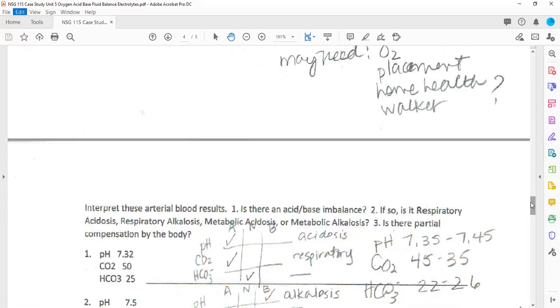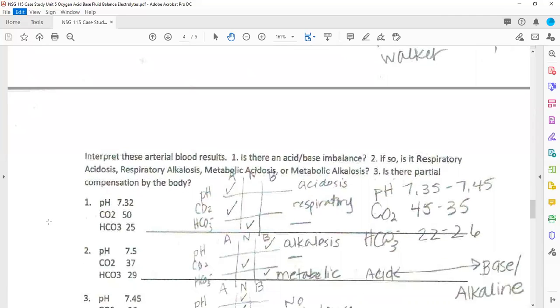Okay, so on the next page, I had a lot of ABGs because I really want you to practice with these. I want you to look at when you have a question, particularly about acid-base imbalance. Given some values like pH, CO2, and bicarb, think about what the question's asking you.